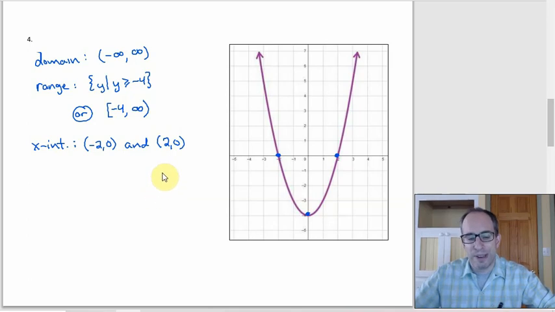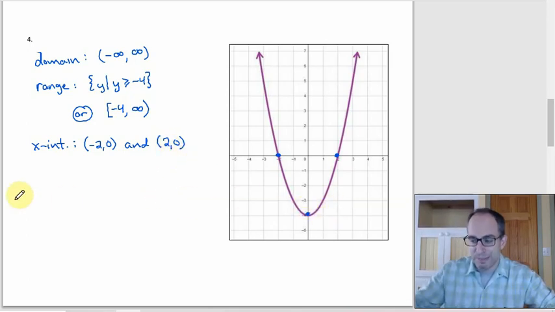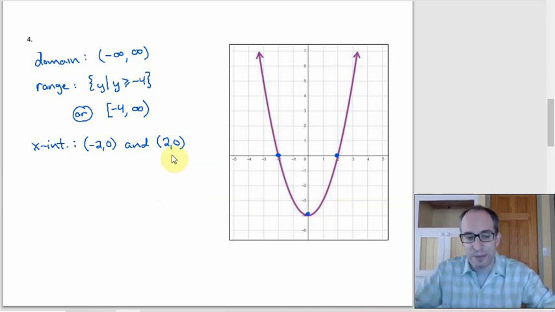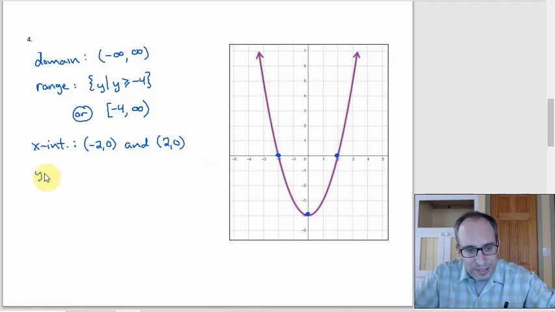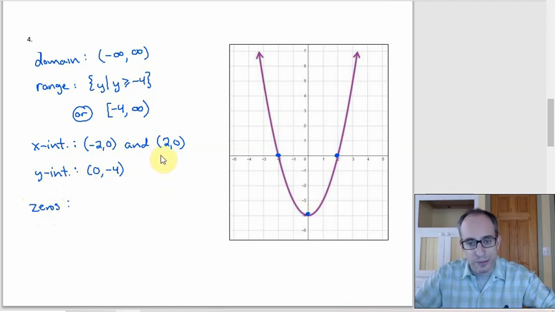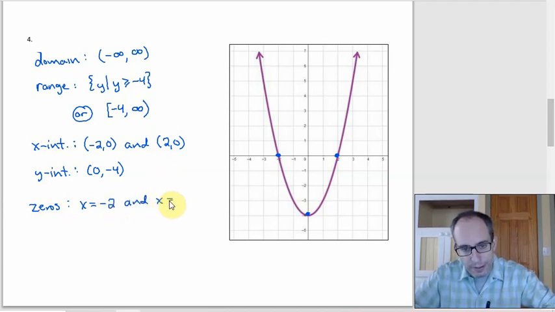And then the y-intercept, I kind of already said what it is, right? It's right there. Generally, I guess, by definition, it's the point where the graph crosses or touches the y-axis, but we've already figured that out. So the y-intercept would be the point (0, negative 4). And then the zeros, so the x values where f of x equals 0, are just the x-coordinates of the x-intercepts. So x equals negative 2 and x equals 2.